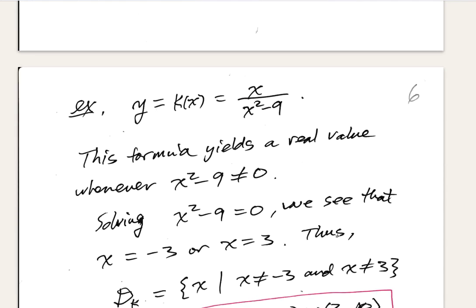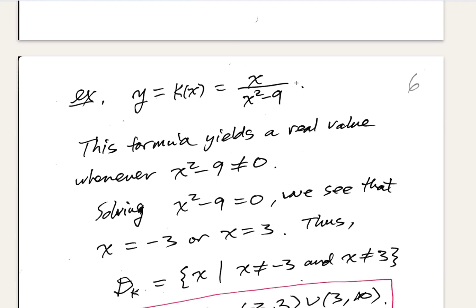Let's say y equals k of x is x over x squared minus 9. Now, some people would call this a rational function. A rational function is a ratio of two polynomials. Now, let me say right now, the implicit domain of any polynomial is all real numbers. For example, if I was to forget everything except x squared minus 9, the domain of x squared minus 9 is all real numbers. I can take any real value of x and evaluate x squared minus 9, and I won't have any problems. I'll get a real answer, right?